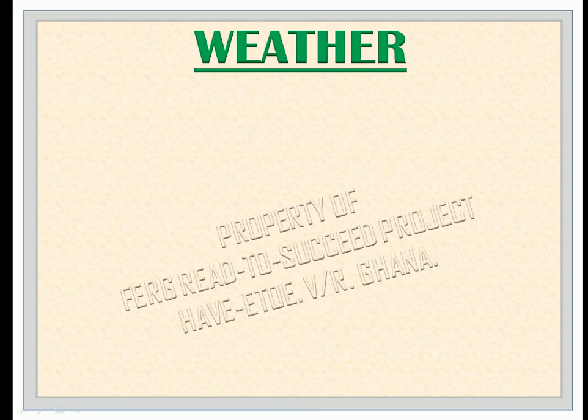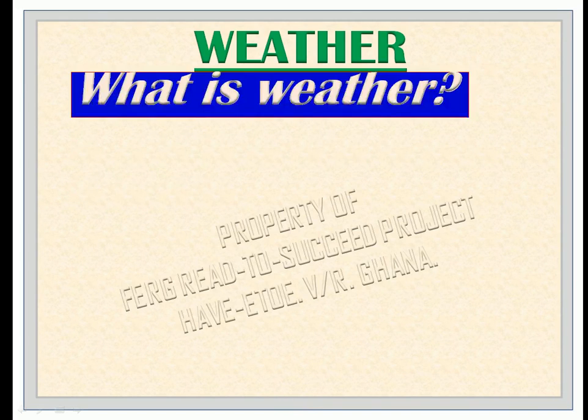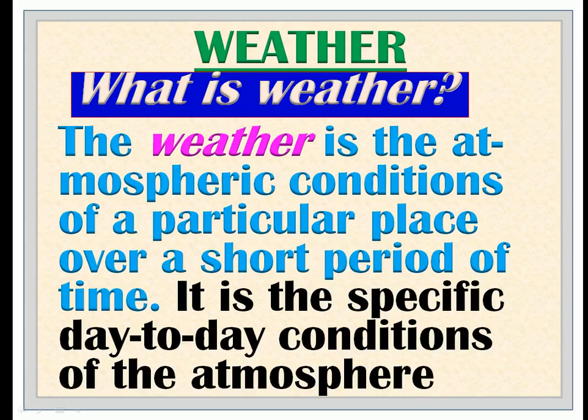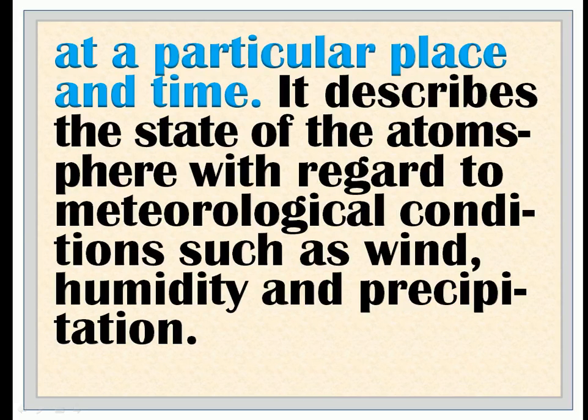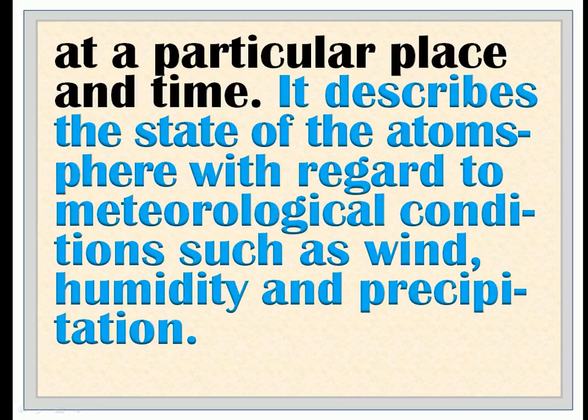Weather. What is weather? The weather is the atmospheric conditions of a particular place, over a short period of time. It is the specific day-to-day conditions of the atmosphere, at a particular place and time. It describes the state of the atmosphere with regard to meteorological conditions, such as wind, humidity and precipitation.